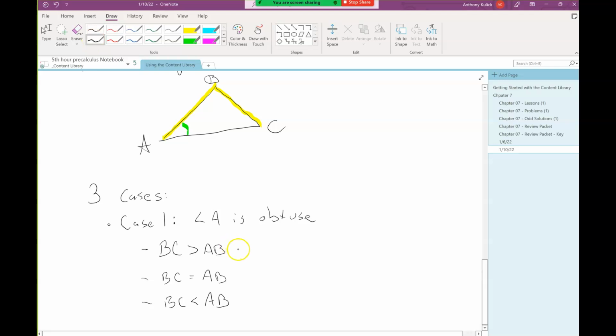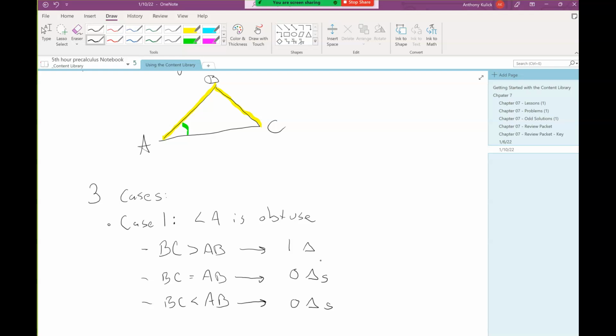So here, if BC is bigger than AB, that's okay. We'll just form one triangle in that case. However, if BC and AB are equal, BC can't be the longest side, in which case this triangle would be impossible to make. So there's just no triangle possible. And obviously the same thing if BC is smaller than AB, right? So that's kind of common sense. If angle A is the biggest angle, that means BC would have to be the hypotenuse, and if it's not the longest side, then it can't be the hypotenuse, and no triangle is possible.